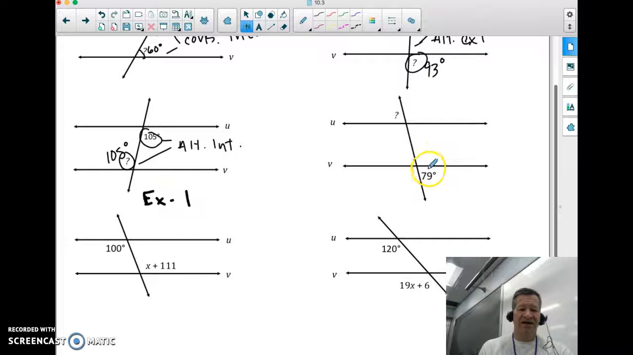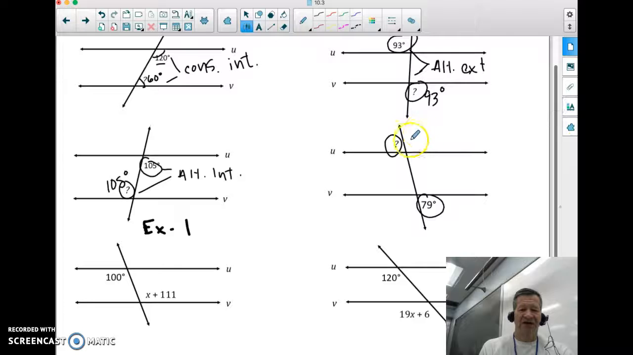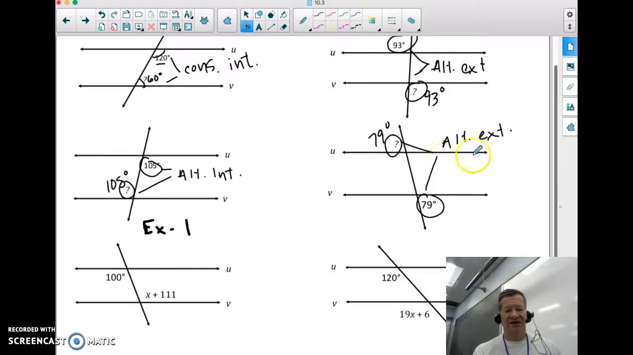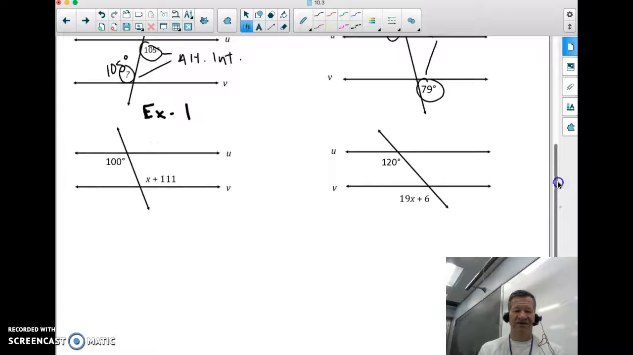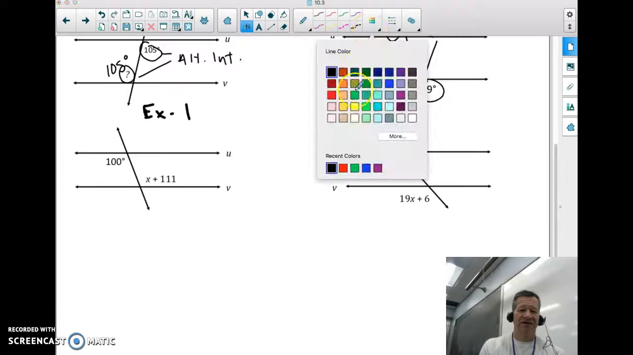And then this last one, we have this 79-degree angle and this angle, and once again, those are alternate exterior for the second time and are congruent. Therefore, if this is 79, then so is this. Remember, alternate interior, alternate exterior, and corresponding angles will be congruent if the lines are parallel, whereas consecutive interior angles will be supplementary. So now I get down to the two problems from example one.